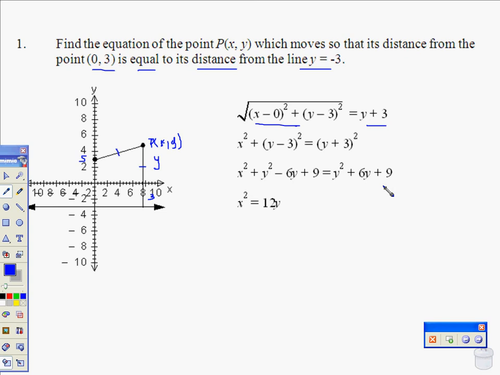So we expand our terms correctly. We can cancel terms because y squared will subtract from y squared, and 9 subtracts from 9 there. We add 6y on this side, and we get x squared equals 12y. So it's back in that form of x squared equals 4ay. We can see that if you've got 12 there, 4a would equal 12, which means that a is equal to 3, so our focal length is 3, which makes sense because the distance from the focus to the vertex is 3, and it's 3 units down to the directrix.